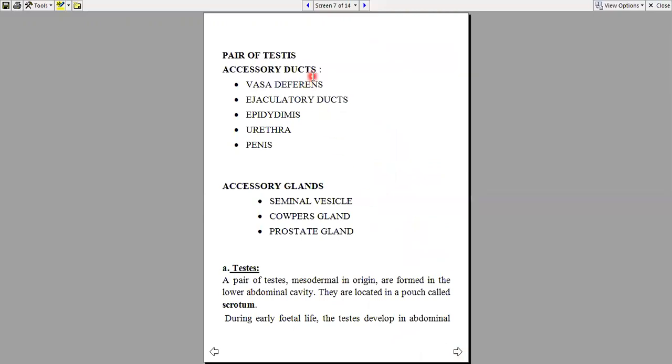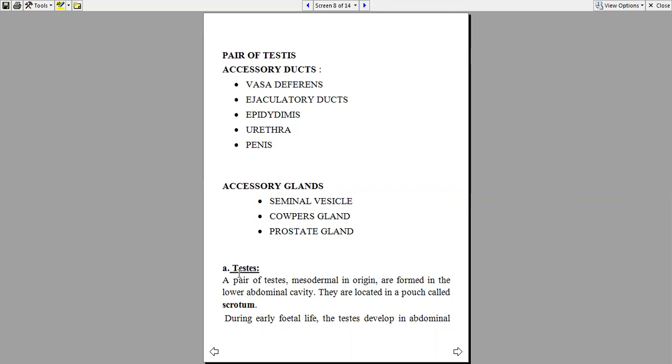Now here in internal genitalia, you can see a pair of testes, accessory ducts like vasa deferens, ejaculatory duct, epididymis, urethra and penis. Accessory glands: seminal vesicle, Cowper's gland, prostate gland.